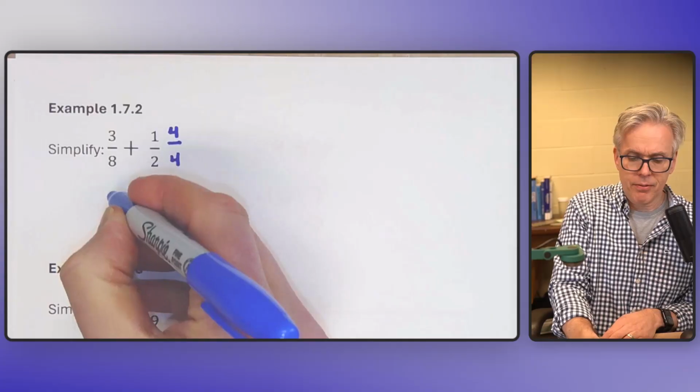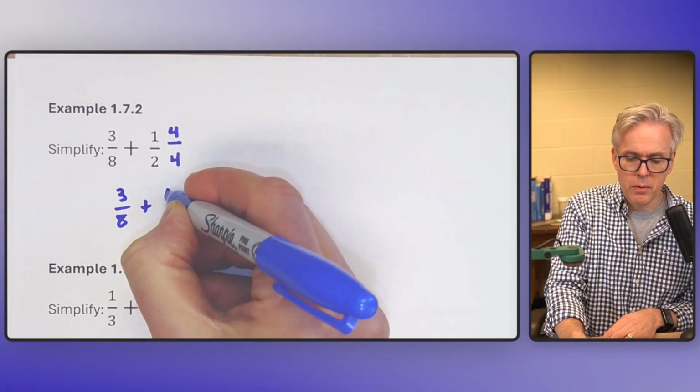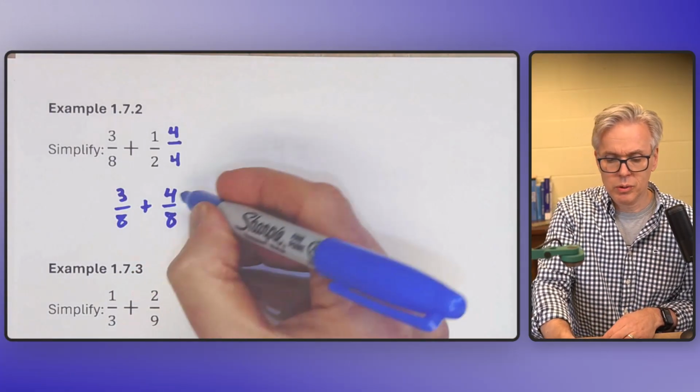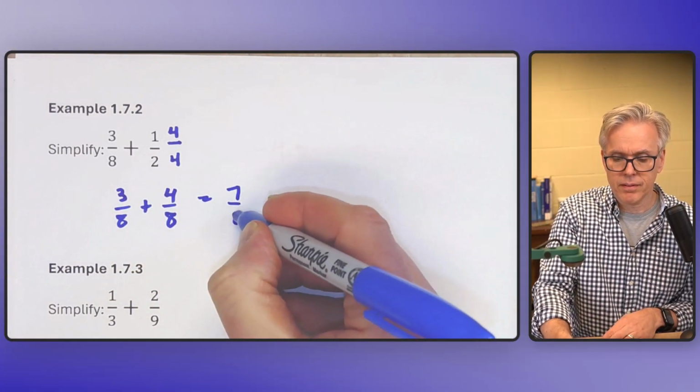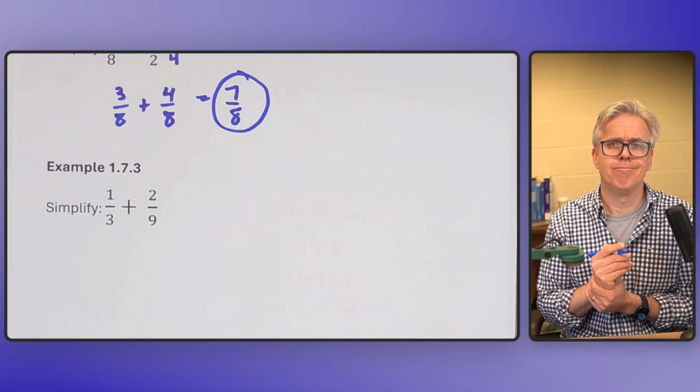So now I'm going to have 3/8 plus 4 times 1 is 4, 4 times 2 is 8. So I have 3/8 plus 4/8, which is 7/8. Okay, pause the video here, see if you can do this one.